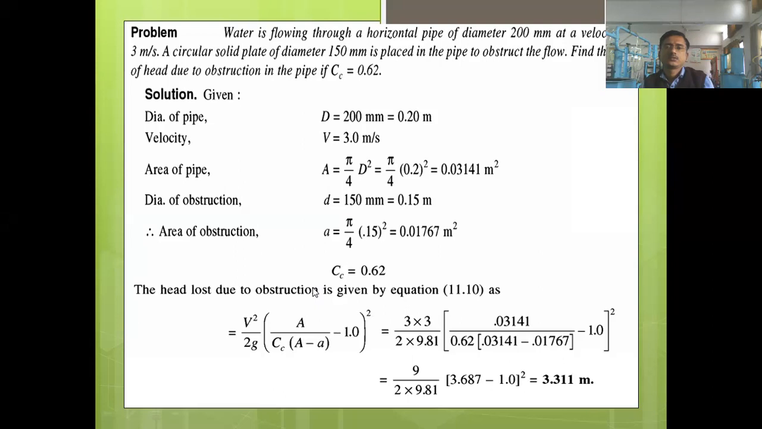So let us write down the given things. Let's use the capital letter for the pipe and a small letter for the obstruction. So capital D will be the diameter of the pipe and small d will be the diameter of obstruction. Then capital A will be the area of pipe and small a will be the area of obstruction. Right. And velocity v is given, 3 meter per second. Cc is given, Cc is equal to 0.62.